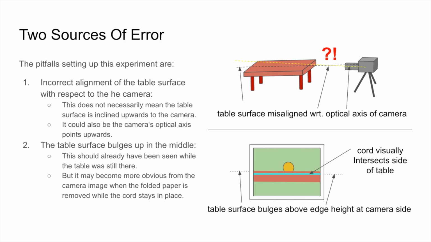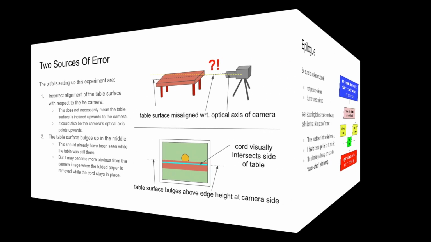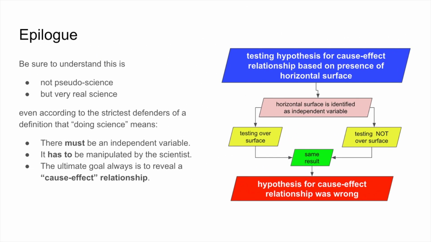But it may become more obvious from the camera image when the folded paper is removed while the cord stays in place.